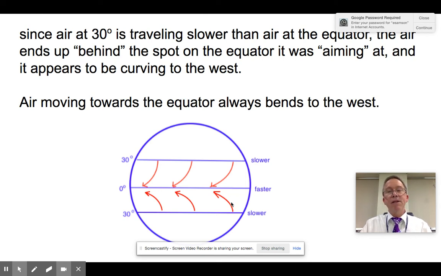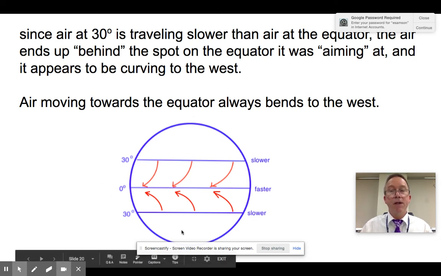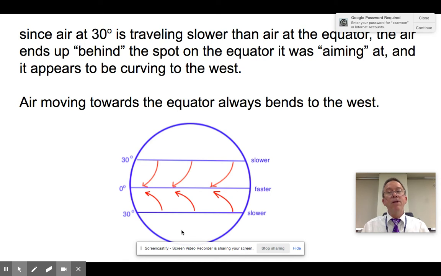So what that means is, if you notice, in both cases, it's deflecting to the west. If this is the North Pole, this is the west. In both cases, it deflects westward. So you can simply memorize that, or you could try to picture what's happening in terms of the Coriolis effect.